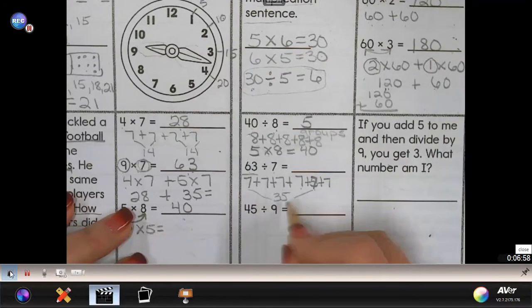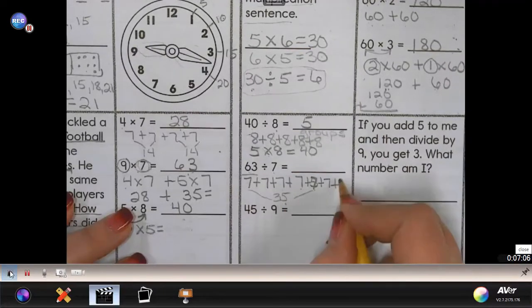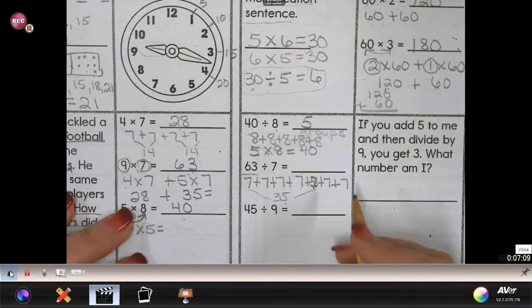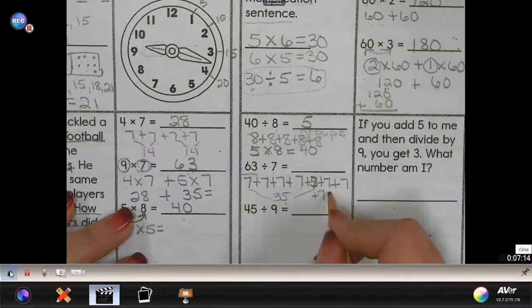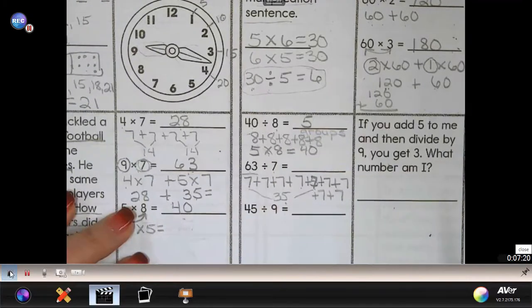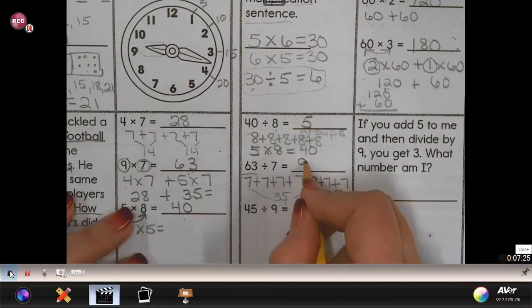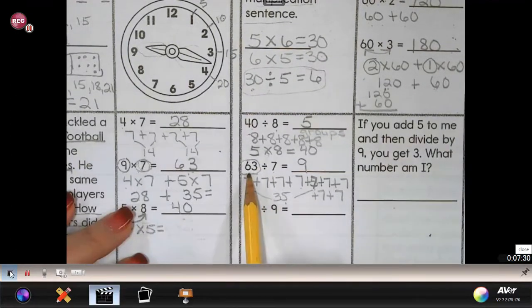Now I'm at 35, plus 5 is 40, plus 2 more is 42, plus 7 more is going to give me 49, plus 7 more is going to give me 56, plus 7 more is 63. So it's really important to start having your multiplication facts memorized. So that would be 9 groups of 7 will give me my 63. So if I take 63 objects and put them into groups of 7, I would get 9 groups of 7.